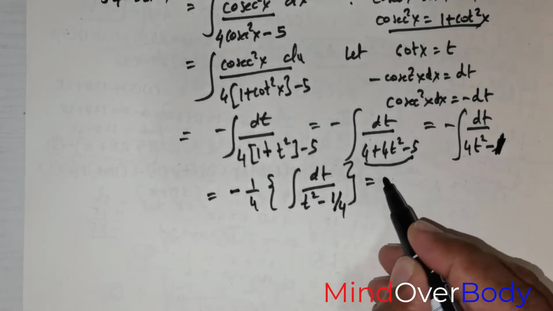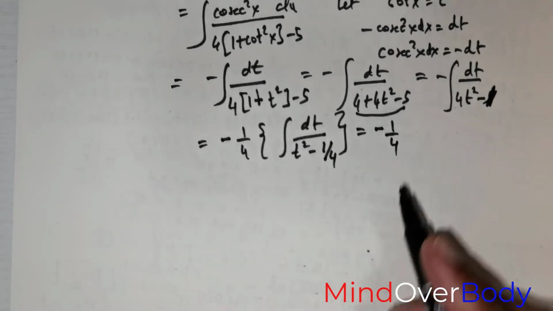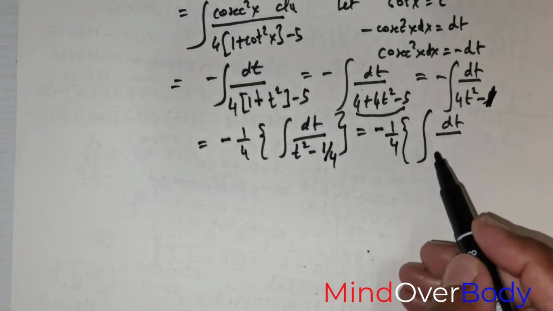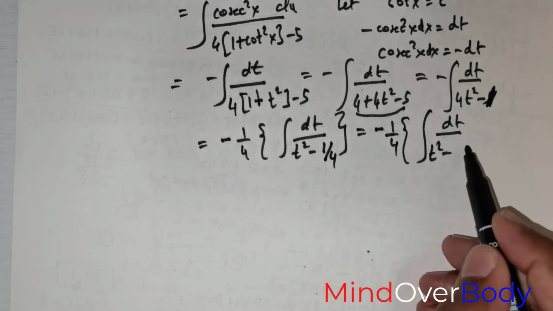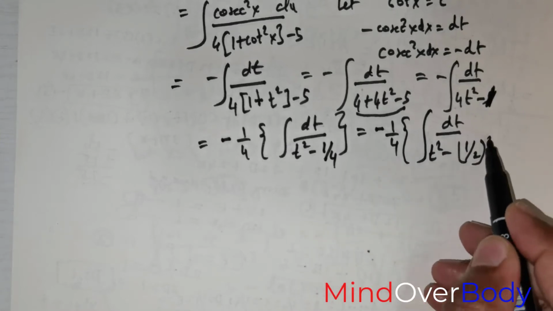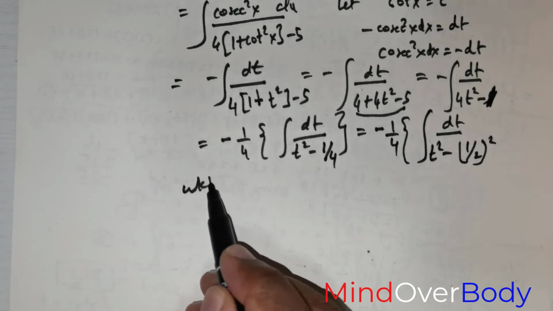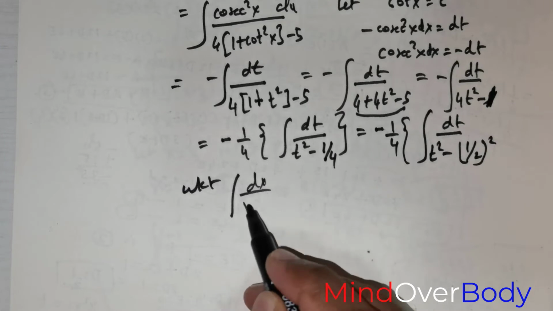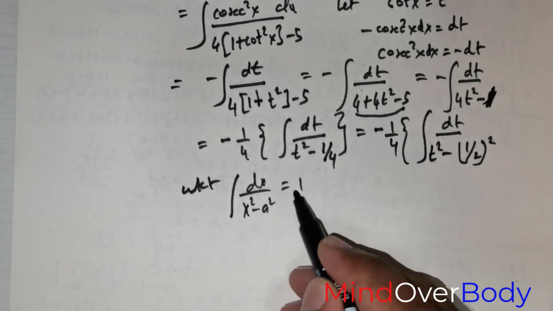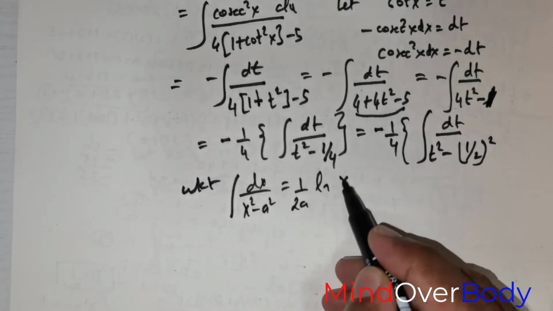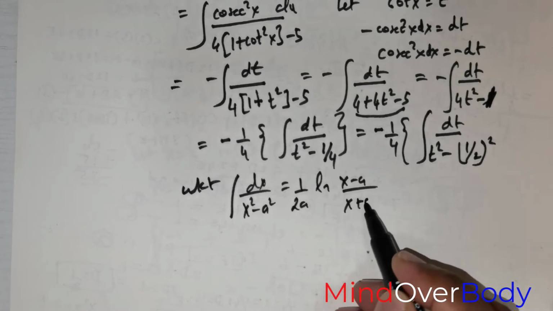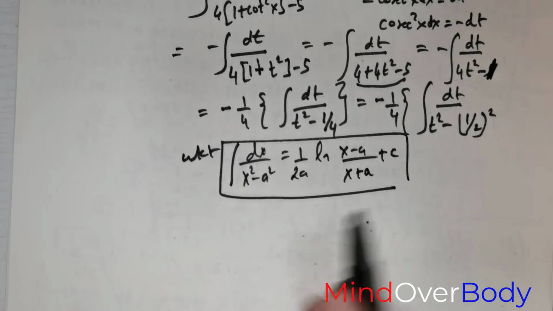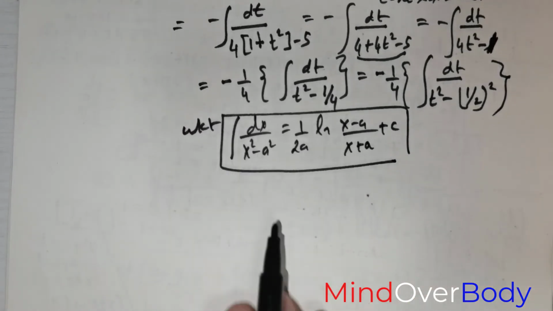So I'm going to rewrite this as negative 1 over 4 integral dt over t squared. 1 over 4 I can write as 1 over 2 squared. Now there is a formula we know. We know that integral dx over x squared negative a squared is equal to 1 over 2a ln of (x negative a) over (x positive a), positive arbitrary constant c.